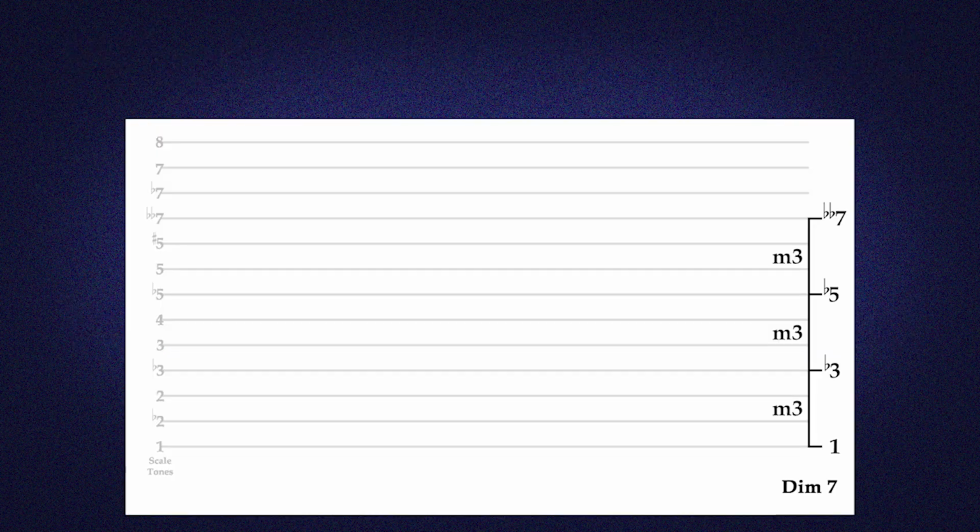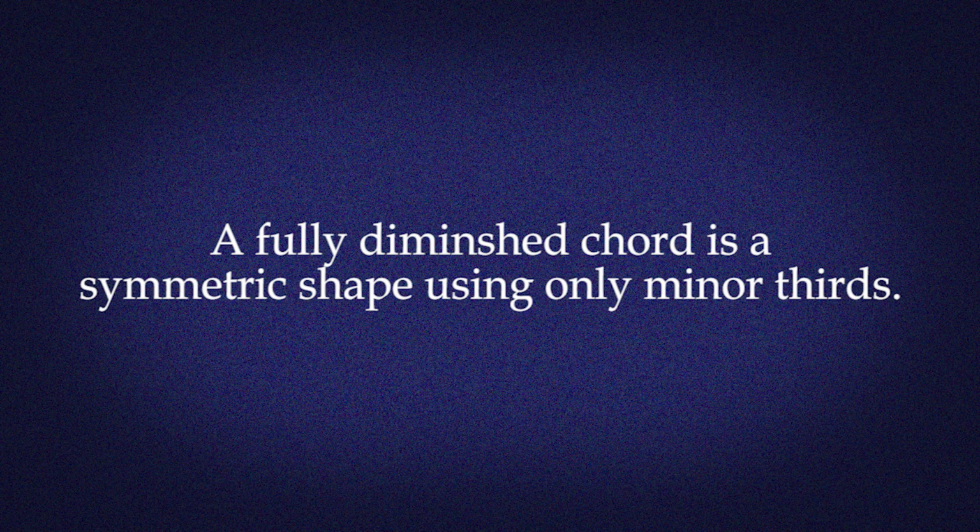Looking at the structure of this chord, we can see that it is built using only minor thirds. Also, the interval between the diminished seventh and the root is a minor third as well. So this chord ends up being the result of a symmetric shape built using only minor thirds. This is one of the other chord shapes that I intentionally skipped over during the symmetric scale lesson.